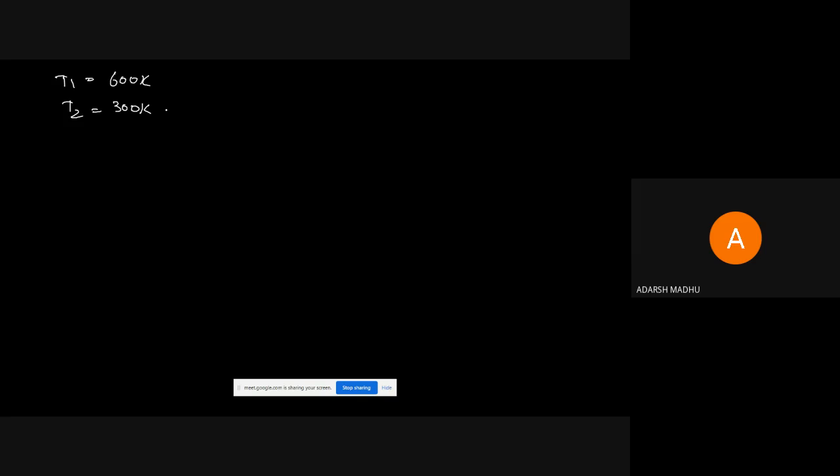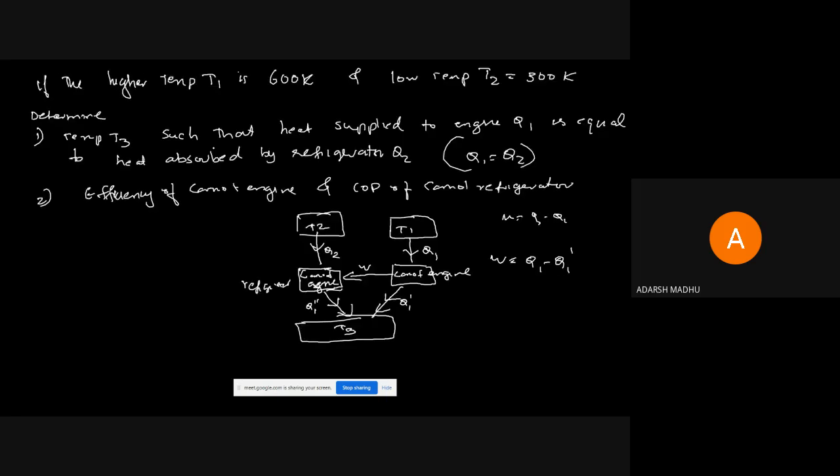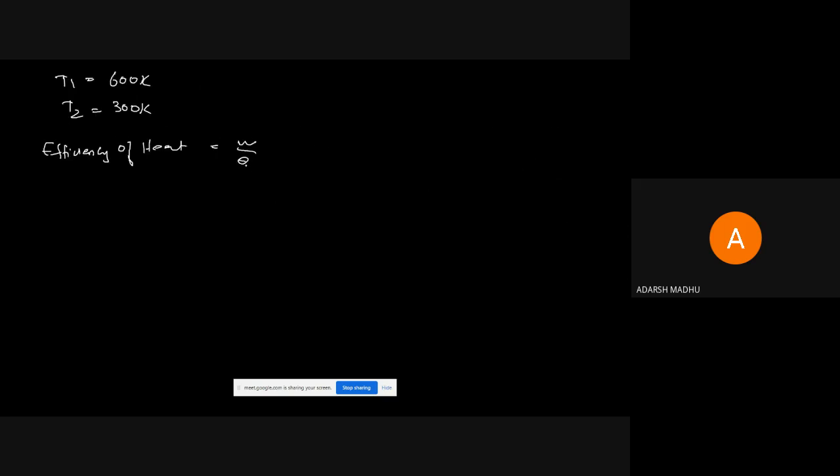So first we want to find two relations, and by relating the two relations we arrive at the value. First, we know efficiency of heat engine equals Q1 minus Q2 by Q1, right? Here it is Q1 minus Q1 dash by Q1. This is W by Q1, W by Q1 equals Q1 minus Q1 dash by Q1.